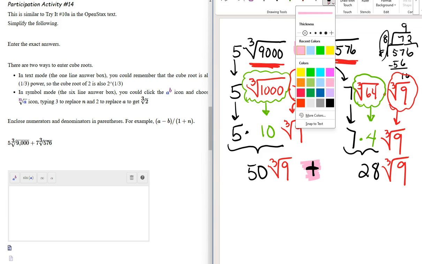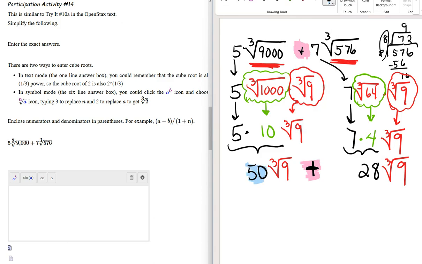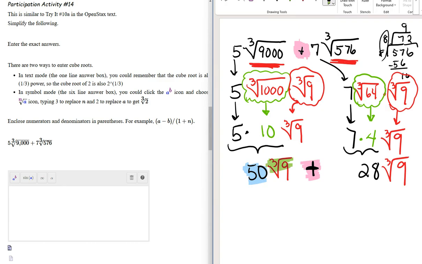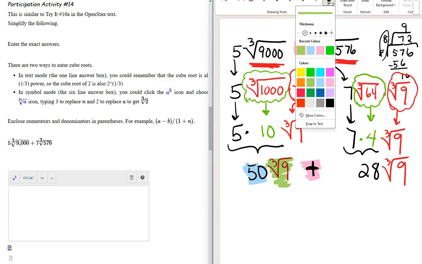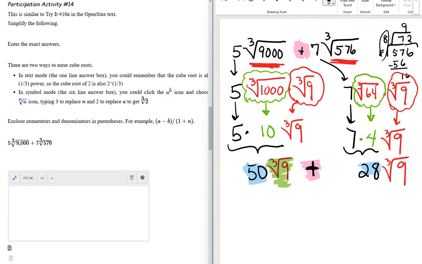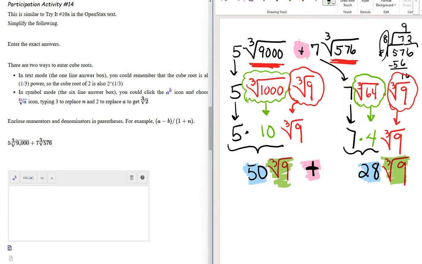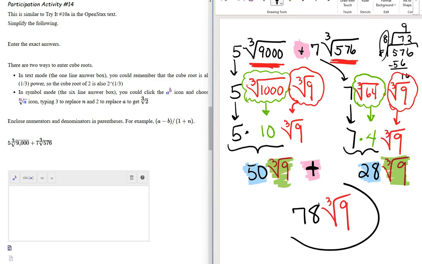I have 50 cube roots of 9 plus 28 cube roots of 9. And when you add the 50 and the 28, you just add those like they're coefficients, which they are. That becomes 78 times the cube root of 9. That is my answer.